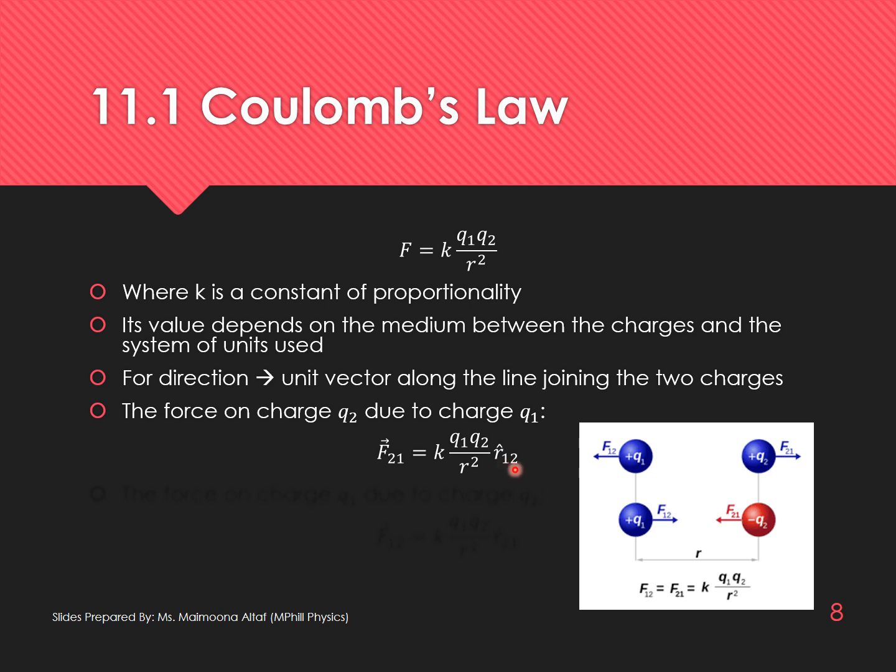While if we want to express the force on the charge Q1 due to the charge Q2, then the force F12 will be equal to K Q1 Q2 over R square. Now the unit vector reverses its direction and it is R21. So from the figure you can see that the force on the two similar charges is equal in magnitude but in opposite direction.